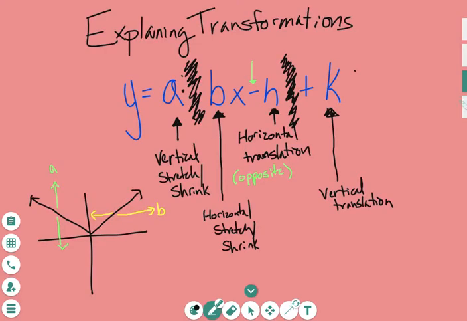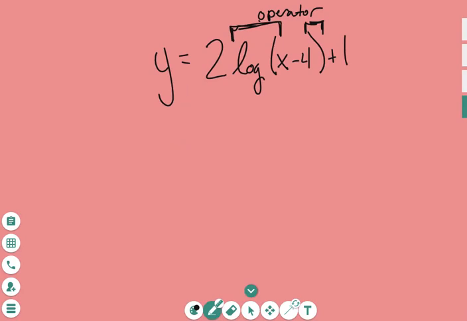So when we're thinking about what I was talking about here, these squiggly lines were the operator, meaning anything in front here being multiplied by our operator would be an A, anything inside of it would be a B or an H. So out front here, multiplied by our logarithm, I see a 2. That means this 2 must be the a value, since it's being multiplied by the entire logarithm.